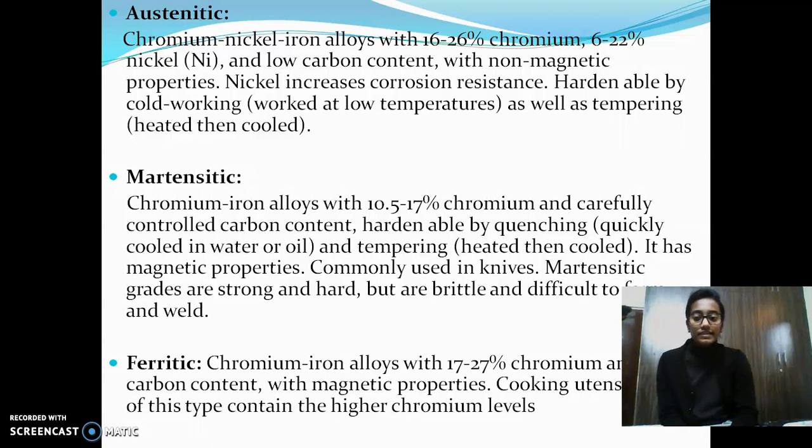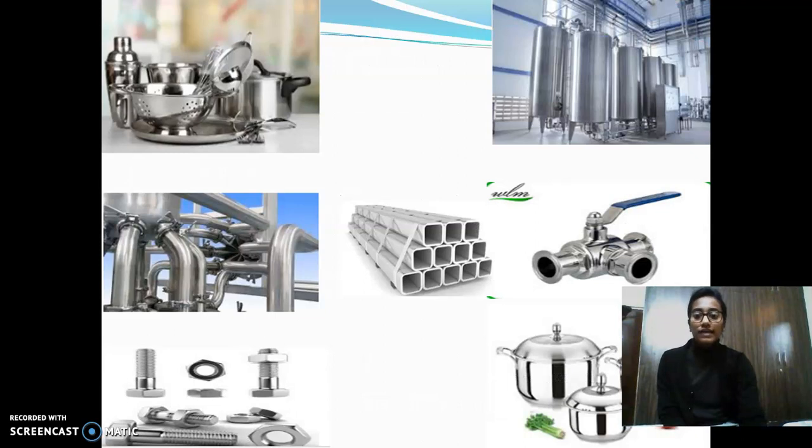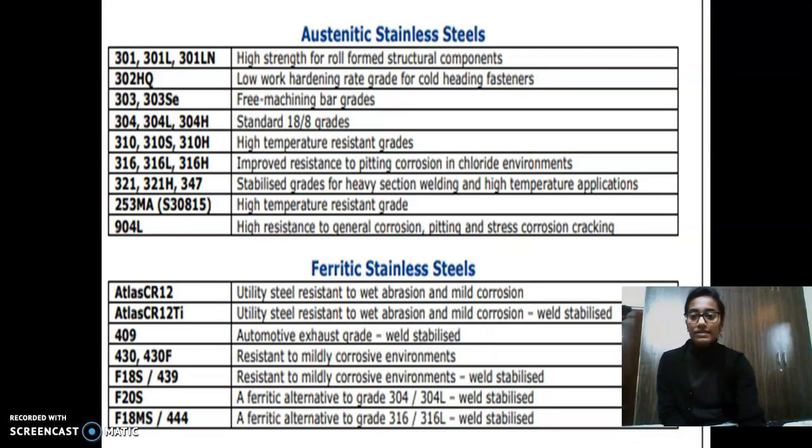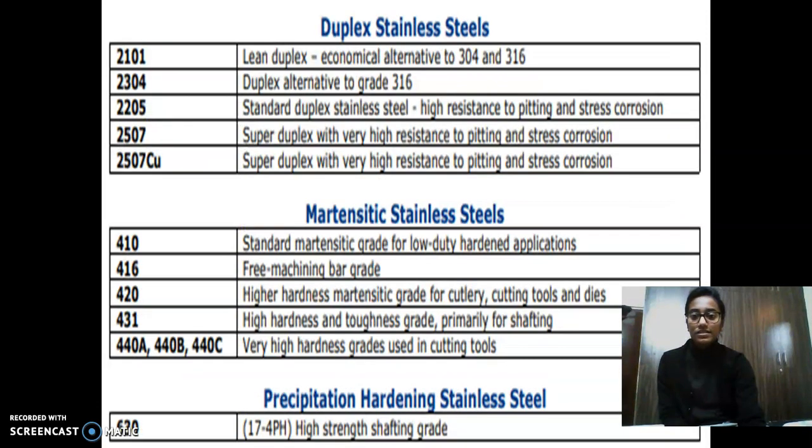Coming to ferritic stainless steel. They are chromium iron alloys with 17 to 27% chromium and low carbon content with magnetic properties. They are used in cooking utensils, made of this type contain the higher chromium levels. So you can have a view. And these are the austenitic stainless steels and its examples, and ferritic stainless steels.